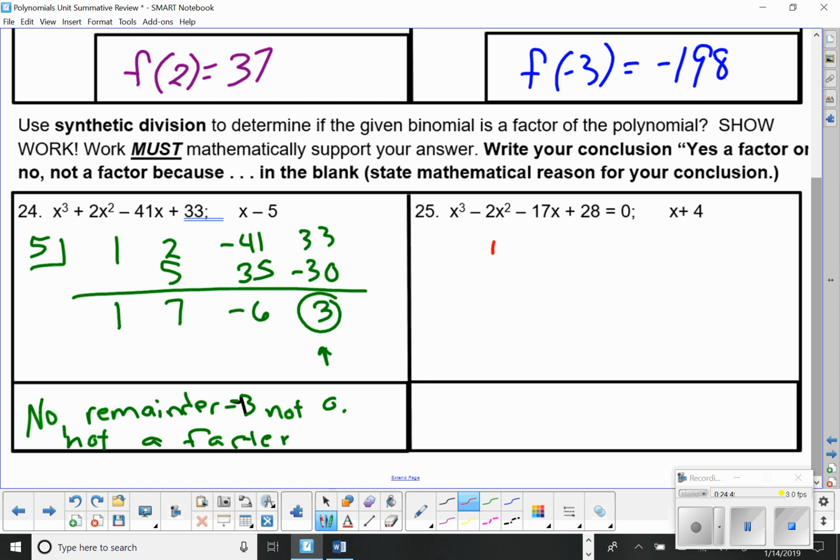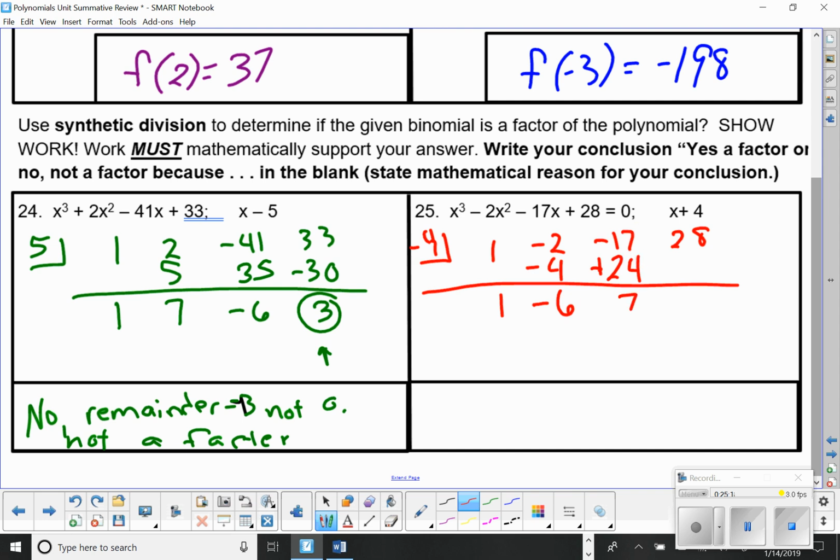Here we've got 1, negative 2, negative 17, and 28. I have x plus 4, so negative 4 goes in the seat. 1 comes down. Negative 4 times 1 is negative 4. Negative 2 plus negative 4 is negative 6. Negative 4 times negative 6 is positive 24. Positive 24 plus negative 17 is 7. Negative 4 times positive 7 is negative 28. 28 minus 28 is 0.